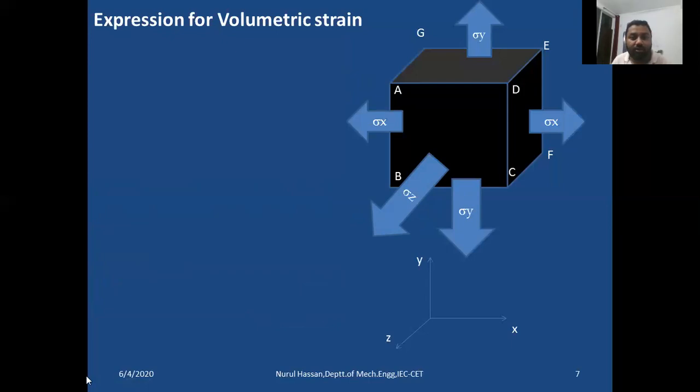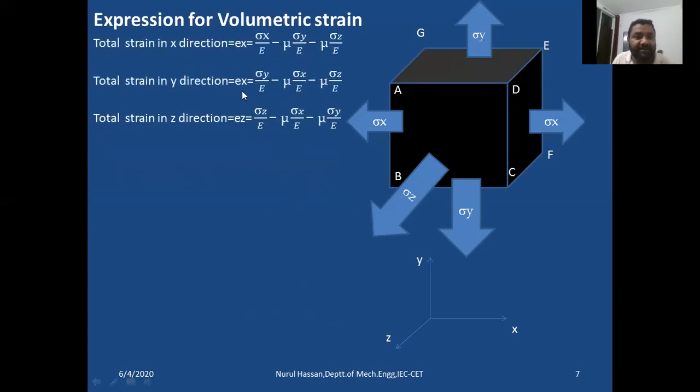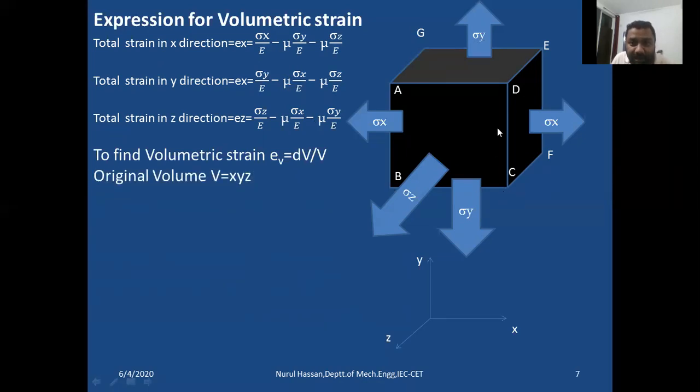Now, how? The problem is same. Three stresses sigma x, sigma y, and sigma z are acting in three mutually perpendicular directions. Then what will be the volumetric strain developed in the body? See, these are the expressions for Ex, Ey, Ez, that is the total strain along x direction, along y direction, along z direction that we have already derived. Now, to find the volumetric strain, what is volumetric strain? Volumetric strain is change in volume by original volume. Then what is the original volume? Because the length was x, height was y, width was z, the volume is xyz. So V is equal to xyz.